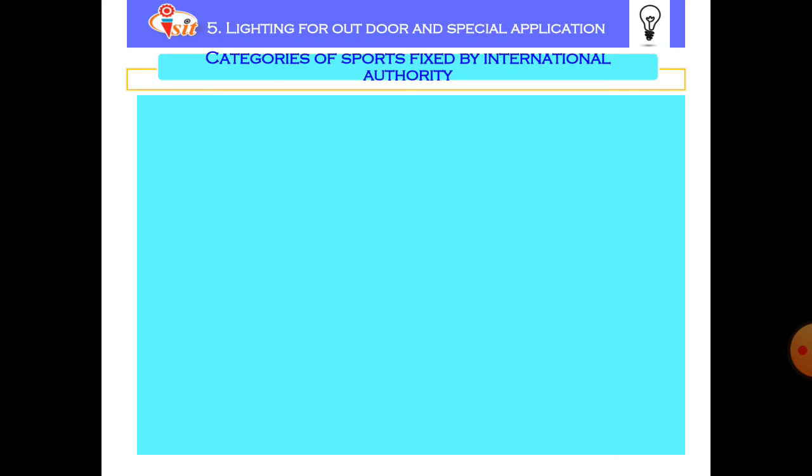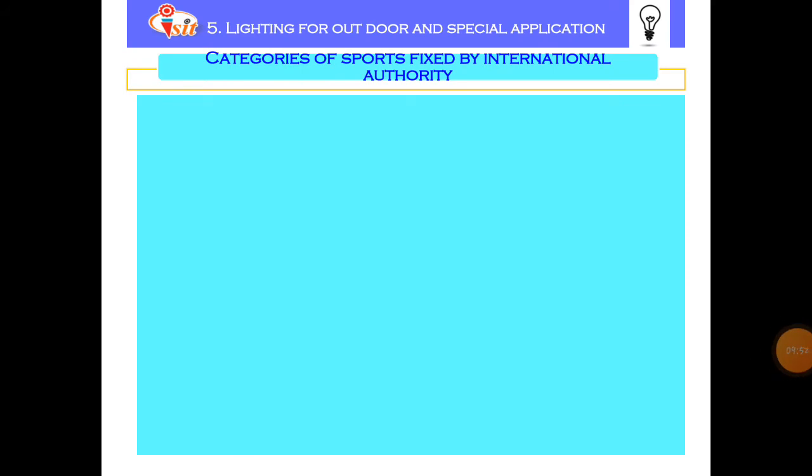Categories of sports are fixed by international authority. There are some categories which are determined by the international authorities. They have set six standard categories under which the competitions are held. The first one is recreational sports. It means the traditional games come under that category.